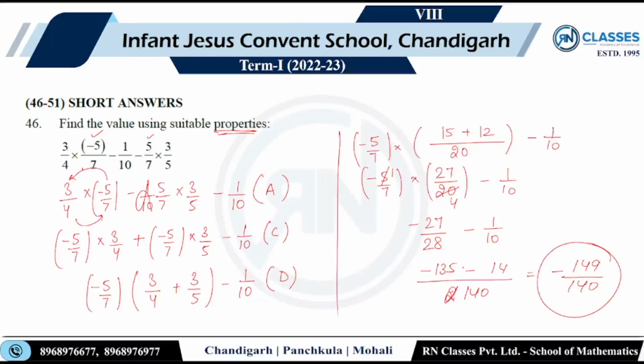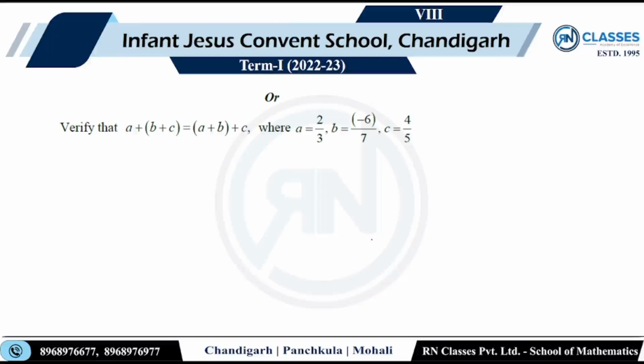Straight away answer, right? If you have written all these steps, and even if you have mentioned the properties, you cannot write it over here as A or C or D. It has to be associative, commutative, and distributive to get marks over here. Or part was also there. Verify A plus B plus C is equal to A plus B plus C. So you have to actually verify this property, right?